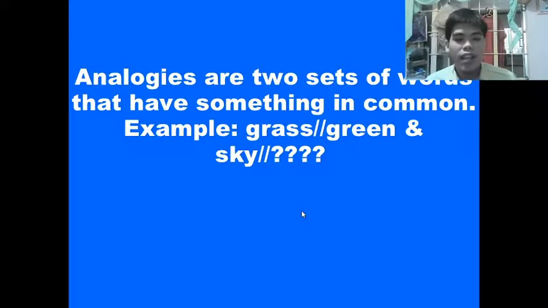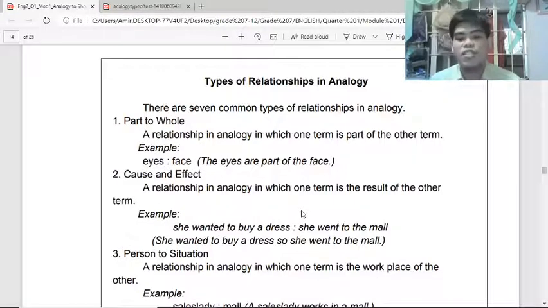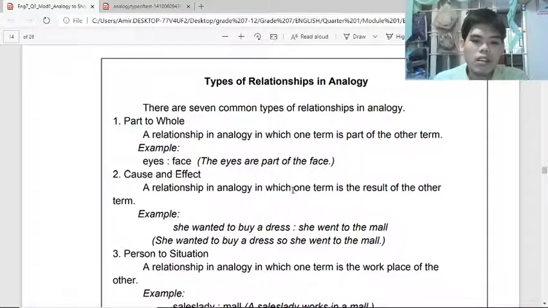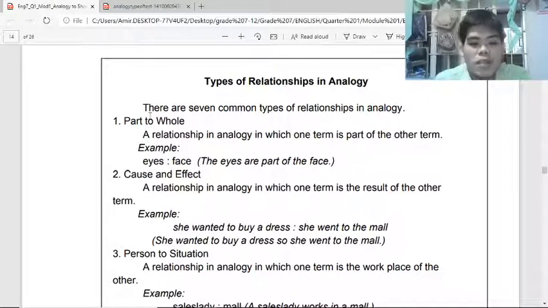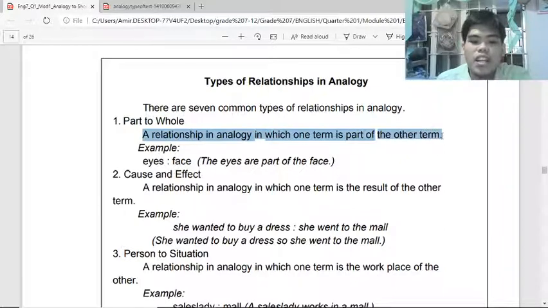So moving on to the different types of analogy. There are 7 common types. Be mindful of the word common, meaning there are many more kinds of analogy, but these are just the usual everyday analogies. First of all, we have part to whole. It is a relationship in analogy in which one term is part of the other term.